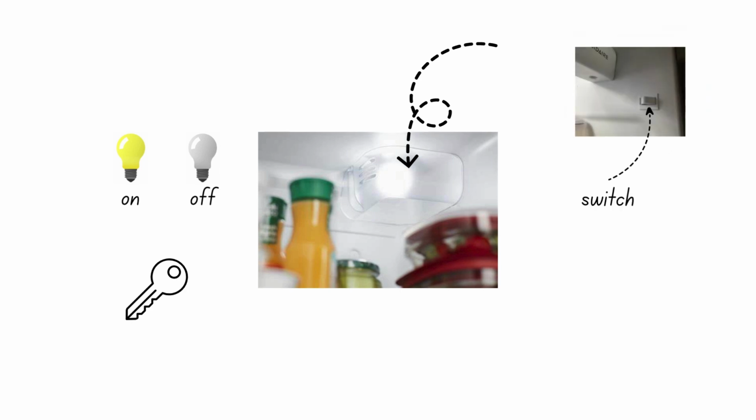Lastly, have you ever wondered how your fridge's light bulb automatically switches on and off as you open and close the fridge door? Well, the key lies in the door itself. A switch is strategically placed at the hinged edge of the door so that when you open the door, the switch is released and the light goes on. Then once you close the door, the switch is pushed in and the light goes off.